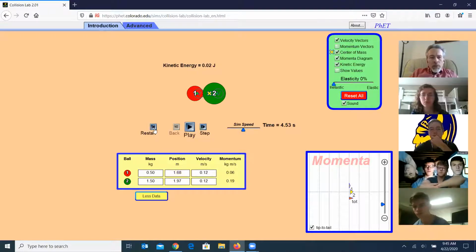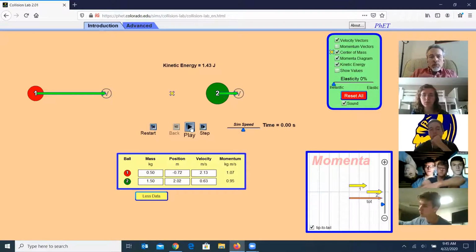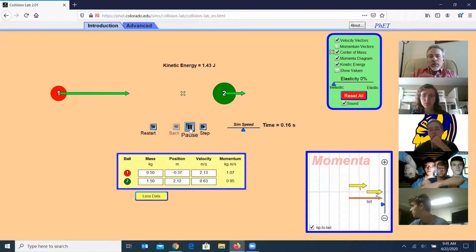Let me do another perfectly inelastic. So let's say they're going like this. Watch the energy. This is perfectly inelastic, like Velcro. You see how it dropped? It changed, okay?